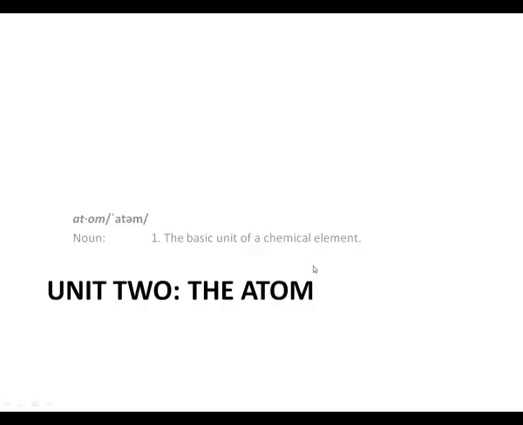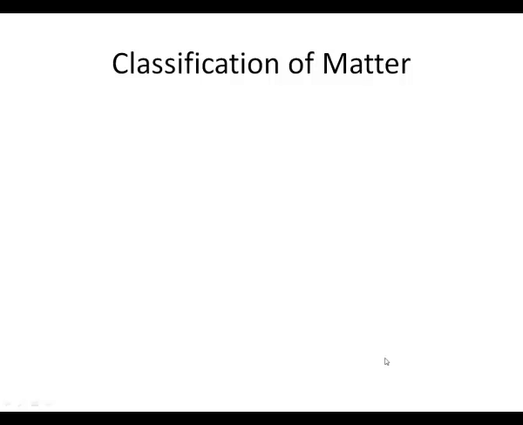This is your review of Unit 2, which covers the atom. First thing you should be able to do is to classify matter. Now, an element is going to be something that has only one kind of atom. If you look up on the table of elements, all of those elements up there are made of only one specific type of atom.